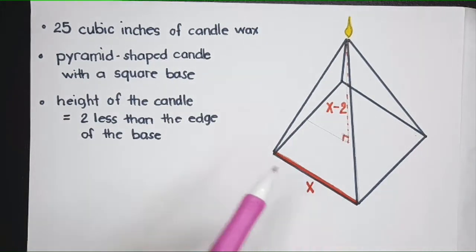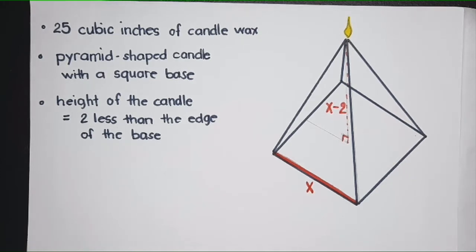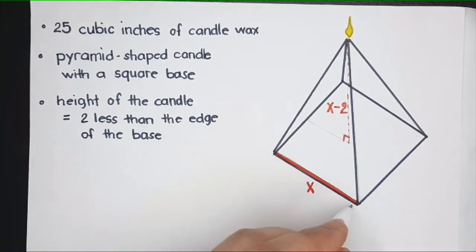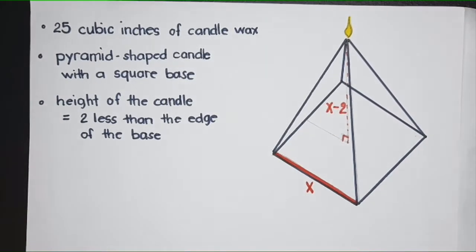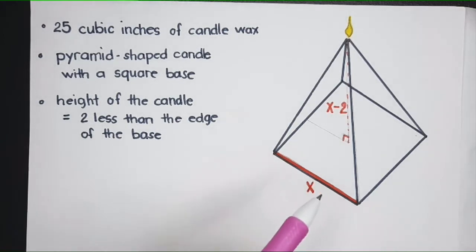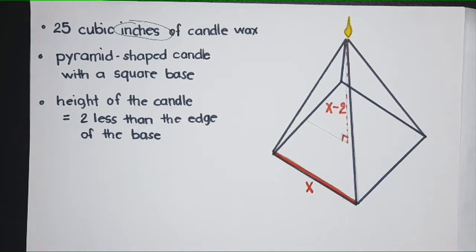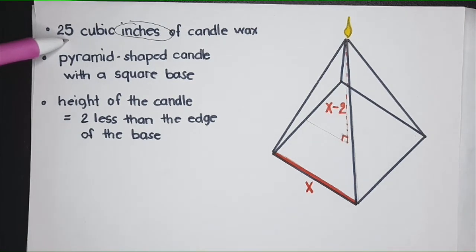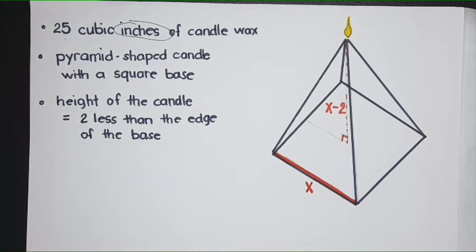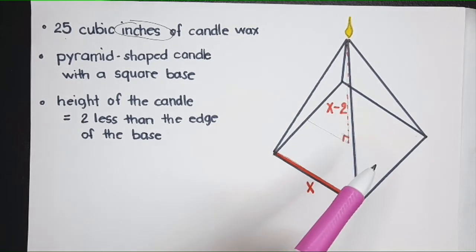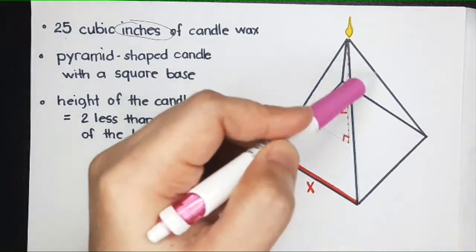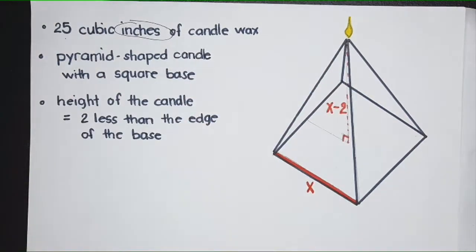With these two, kayang-kaya nating isolve ang problem na ito. Kasi ang tinatanong, ano yung dimension ng square pyramid candle ninyo? Ano yung edge ng base, ano yung height ng candle. Again, lahat ng measurement dito ay in inches. Itong 25 cubic inches na ito yung volume ng ating candle. Ganun kadami yung laman nito, ganun kadaming candle wax ang gagamitin ninyo dyan.